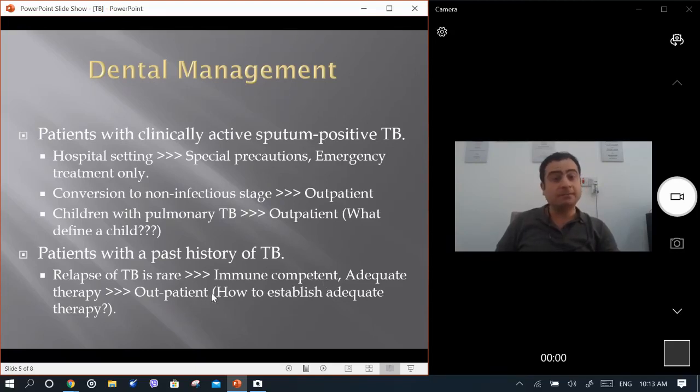Consultation with the physician might sometimes be needed just to consider whether these patients are immunocompetent or have received adequate therapy. Otherwise, those can be treated as outpatients and can receive the treatment as normal patients.